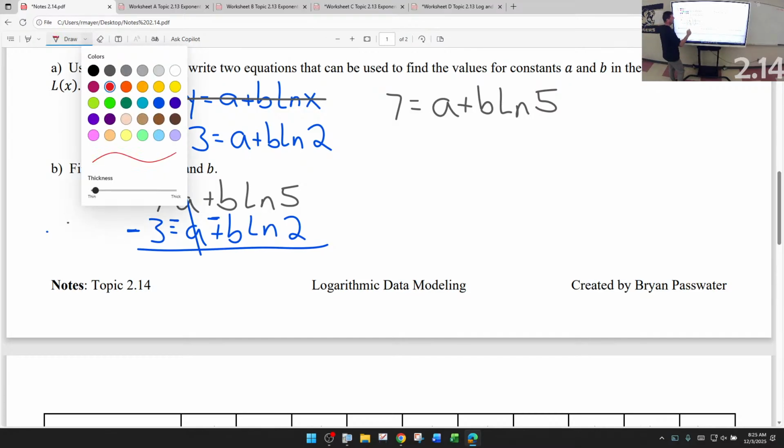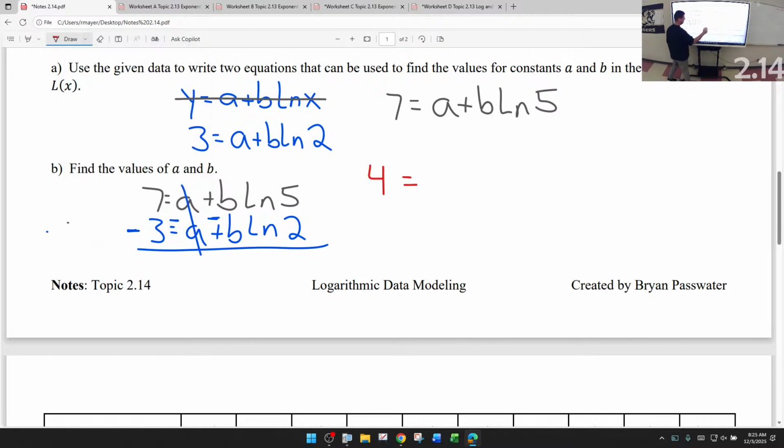Let's turn this to red. So I got 4 equals, the a's went away, and now you cannot combine those because they're unlike terms. So this is going to become b natural log of 5 minus b natural log of 2. Okay, now I got b natural log of 5 minus b natural log of 2.